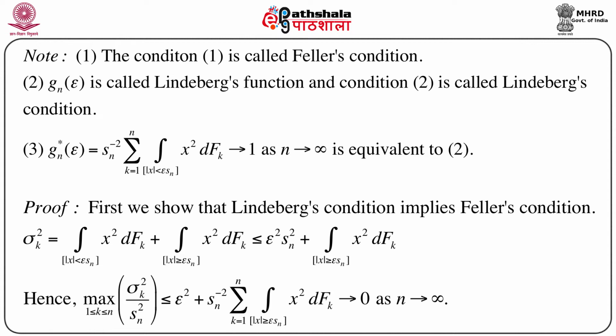Now, the left side of the inequality is nothing but Feller's condition, and the second term on the right side is basically Lindeberg's condition. Since we have assumed that Lindeberg's condition holds true, the second term goes to 0 as n goes to infinity, and epsilon is arbitrary. So, Feller's condition is satisfied.